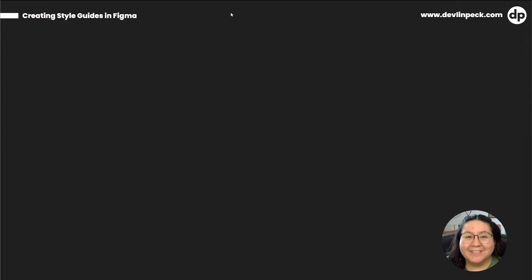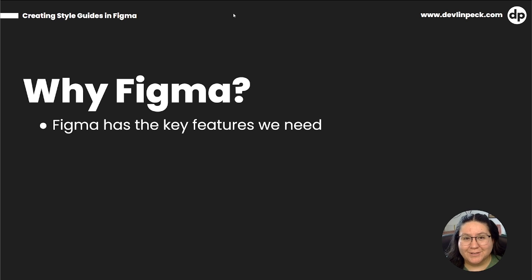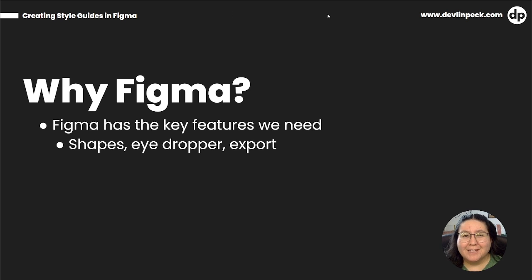Now, if you're familiar with style guides or you're just learning about them, you may be thinking, why should we use Figma? Well, Figma actually has all of the features that we need. We can create shapes, we can create a color palette by using the eyedropper tool, and there's lots of different ways that we can export the files or the slides within Figma. We can export them as PDFs, PNGs, things like that. Whatever needs we have, we can export it in Figma that way.